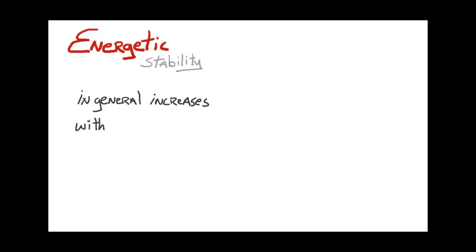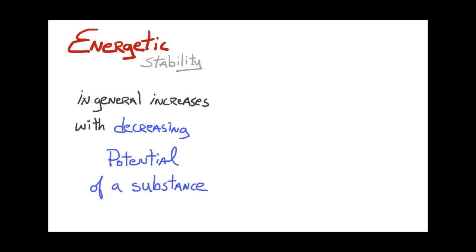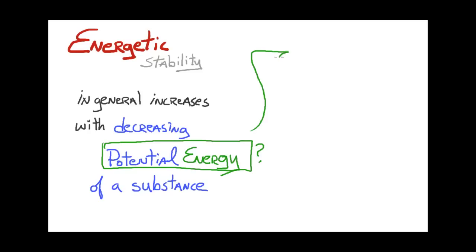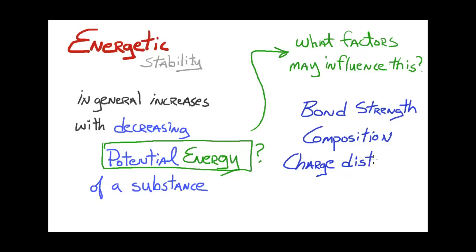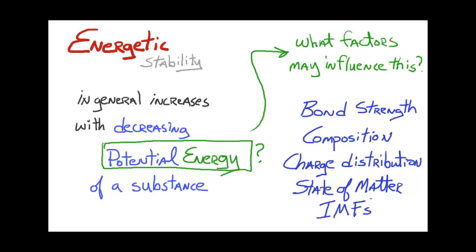We can say in general that the energetic stability of a substance increases with the decreasing potential energy of that substance. So what factors structurally may influence the potential energy of a substance? As I mentioned in class, there are a number of things we can consider. We can think about the strength of the bonds in the molecules, the composition of the substance, the way the charge is distributed, the state of matter of the substance, as well as the strength of the intermolecular forces in the substance.